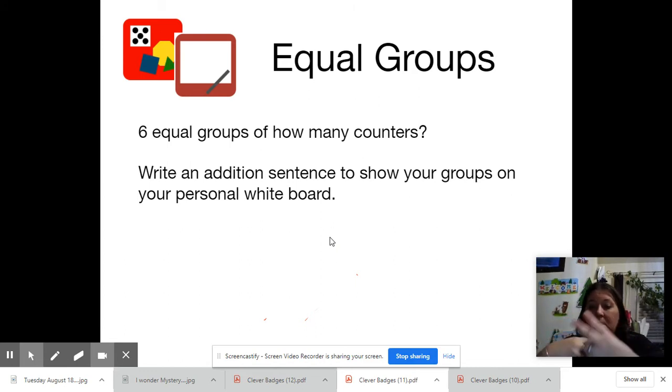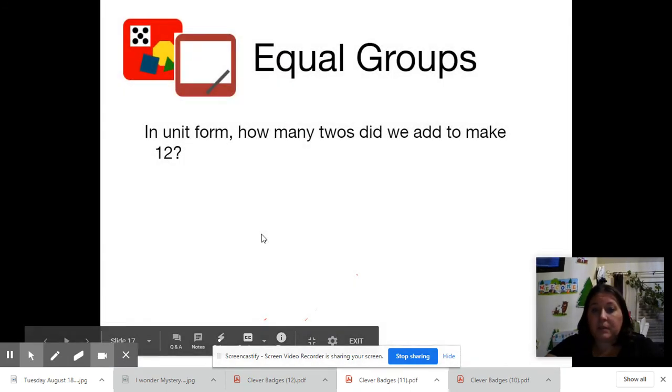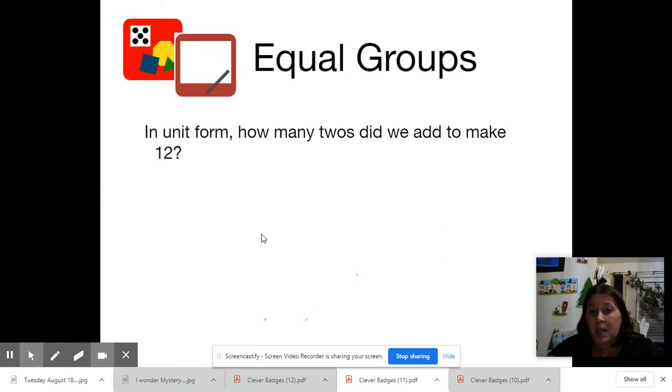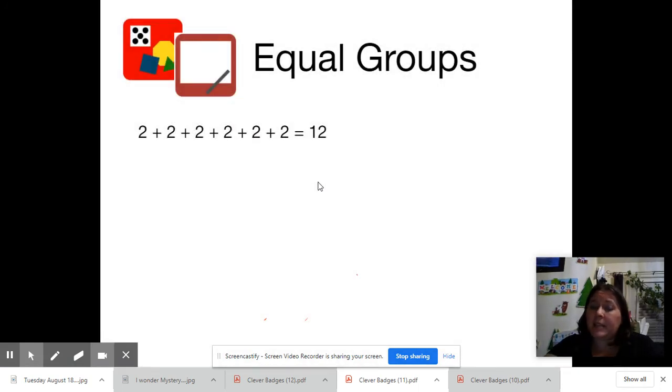So we'd write 2 plus 2 plus 2 plus 2 plus 2 plus 2. So 2, 6 times, okay? That's how many times we'd write it. But in unit form, so unit means 1, how many 2's did we add to make 12? If we were just talking about 2 all by itself, we would still add 6 groups of 2, right? So even though we'd write it in different ways, here's modeling out 2 plus 2 plus 2 plus 2 plus 2 plus 2 equals 12. Or 6 2's equals 12.